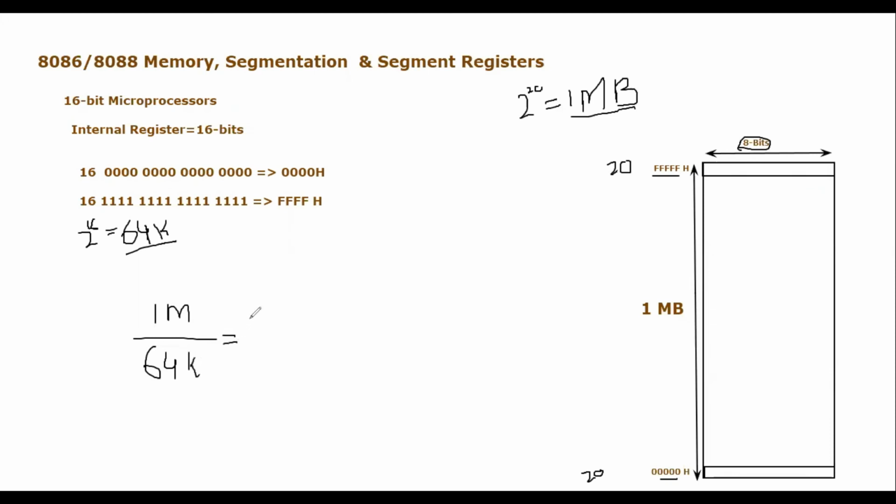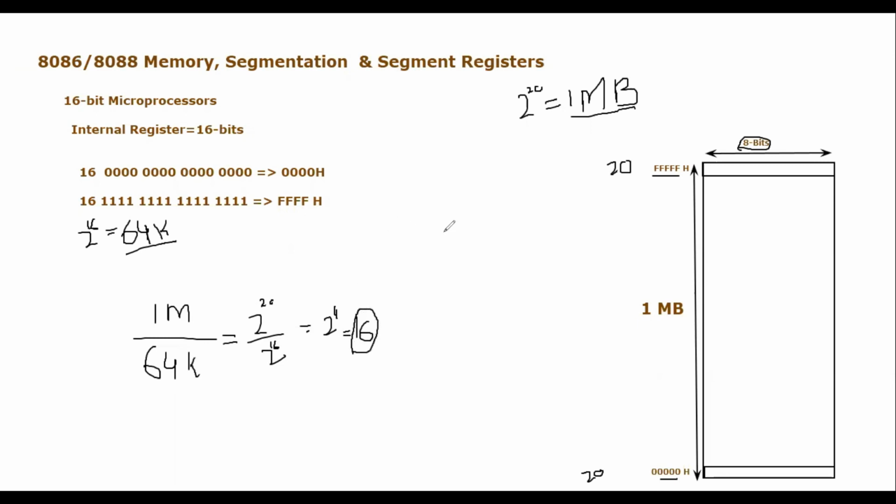One can also make this sum easy. That will be 2 power 20, divided by what? 2 power 16, as I did earlier. So in total, it will be 2 power 4, which equals what? 16. So how many segments? 16 segments are possible.